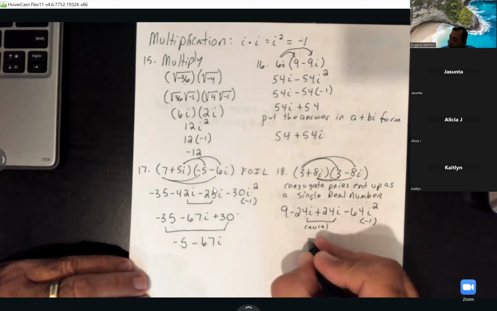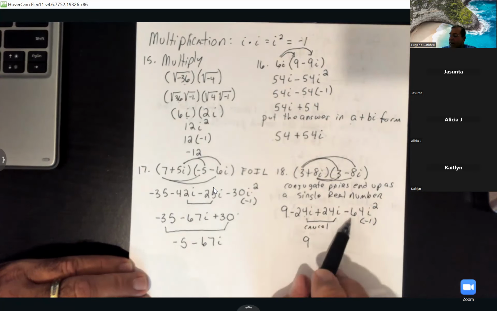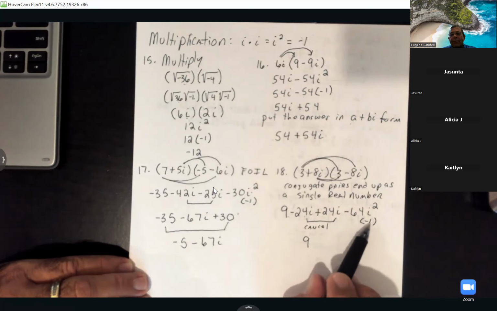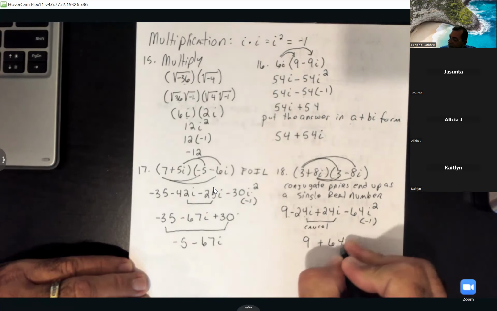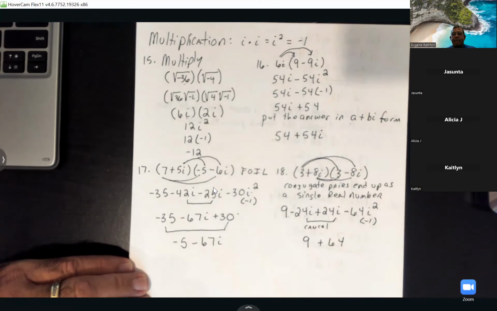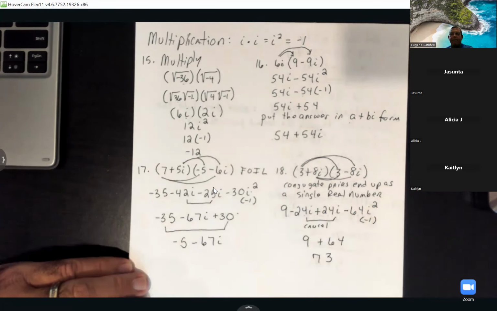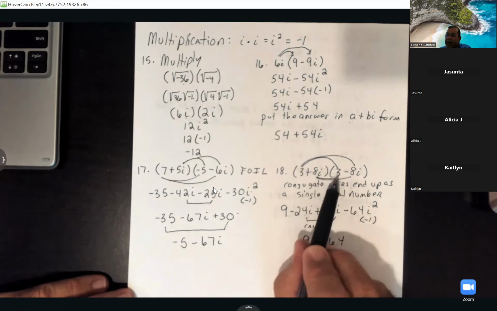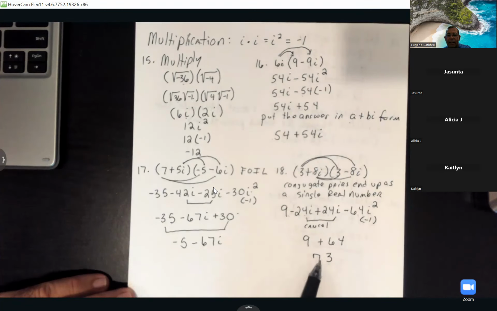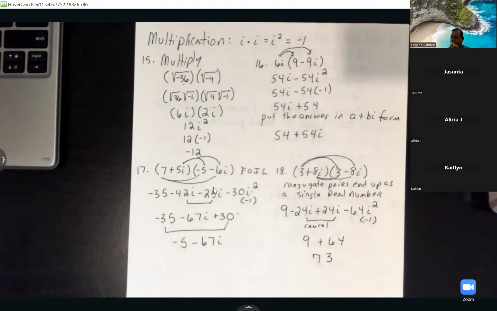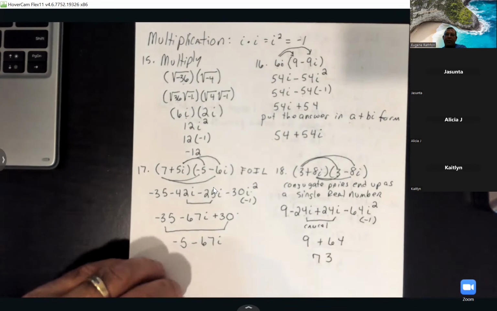So I'm going to bring down that 9. That negative 64 times that negative 1 makes that a positive 64. And y'all, then we add 9 and 64, we get what, 73. So conjugate pairs like this always 100% end up as a single real number. Okay? Now remember, all these can be done on the calculator.